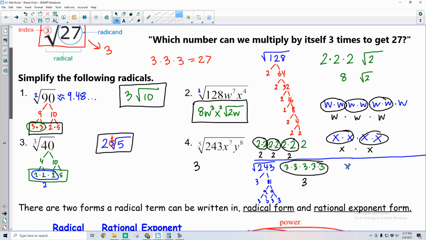Next, the x's. So x times x times x, 4, 5, 6, and 7, okay? So I can take out one group of 5, and for that one group, I will take out 1 x, and it looks like we'll have 2 x's that are still left inside of the radical. So that'll be x squared. Again, make sure that you write that this is a 5th root, so 5th root right there as our index. Alrighty, and then the y's are what's left over.